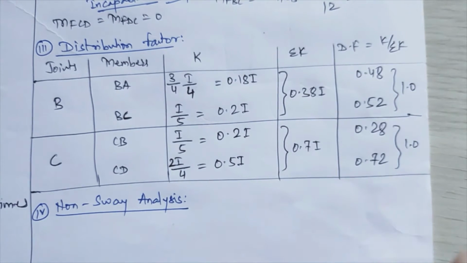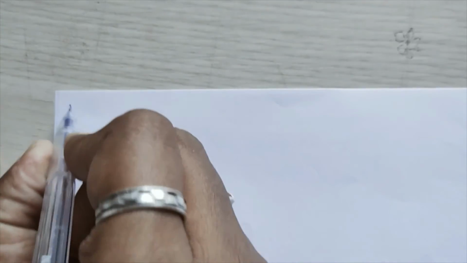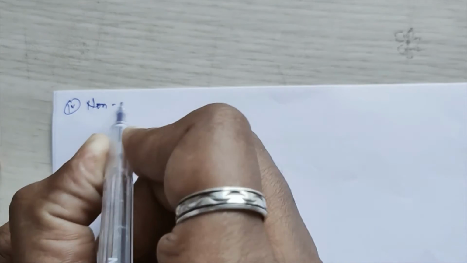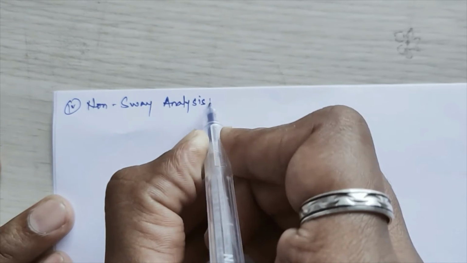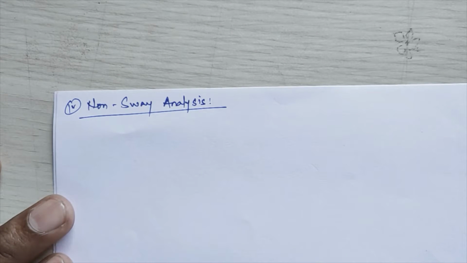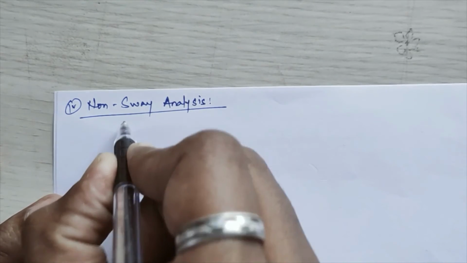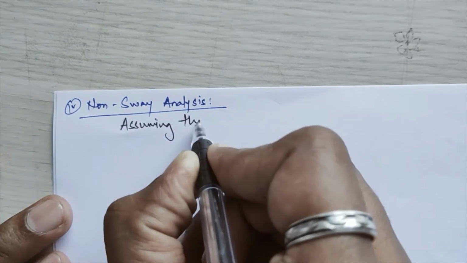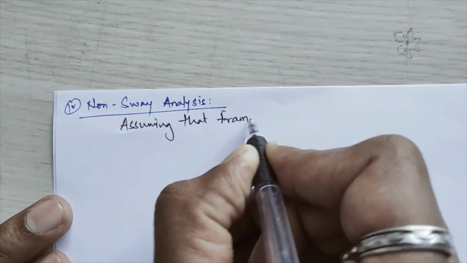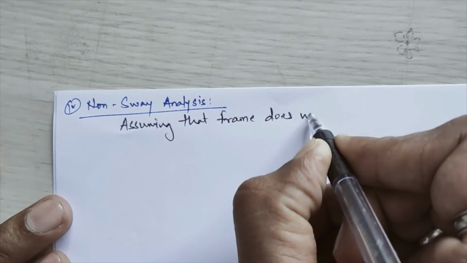Okay, I will not have sufficient space for this, so I'll change the paper over here. I'll write over here. Okay, so your next step number 4 is the non-sway analysis. Whatever moments we obtain in this table will be called your non-sway moments over there. Okay, so for non-sway analysis, again the same moment distribution table you have to carry out. Here you can write: assuming that frame does not sway.